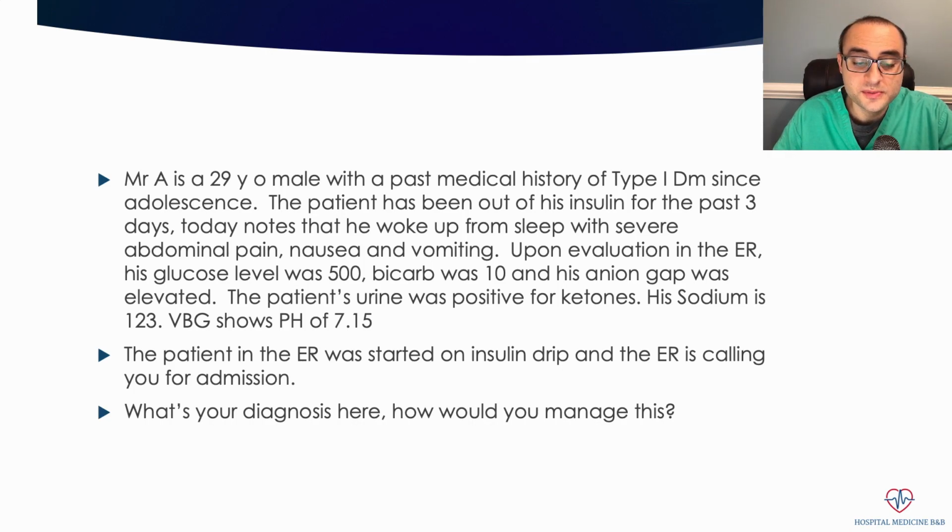His sodium is 123. VBG, which is the venous blood gas, very similar to arterial blood gas, shows a pH of 7.15. We know that the pH is usually 7.4. The patient in the ER was started on insulin drip, and the ER is calling you for admission. What's your diagnosis here, and how would you manage this?